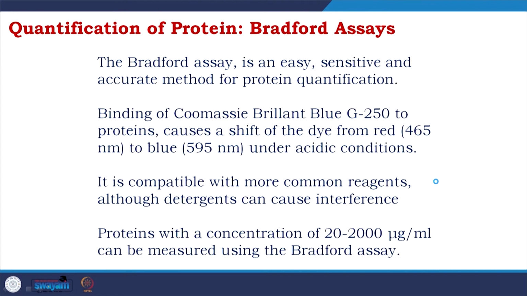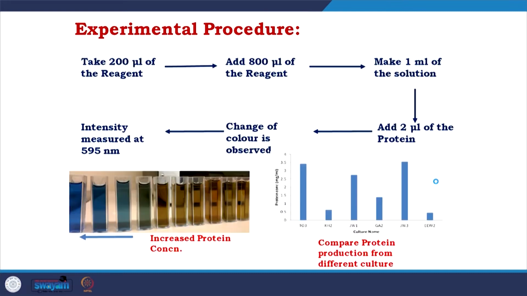So, we will read about that. The Bradford assay is an easy, sensitive and accurate method for protein quantification. Binding of Coomassie Brilliant Blue G250 to proteins causes a shift of the dye from red, 465, to blue, 595 nanometer, under acidic condition. It is compatible with more common reagents, although detergent can cause interference. Protein with a concentration of 20 to 2000 microgram per ml can be measured using the Bradford assay.